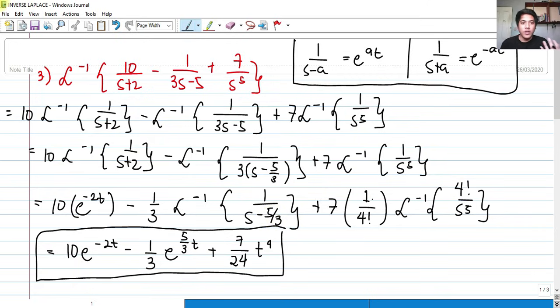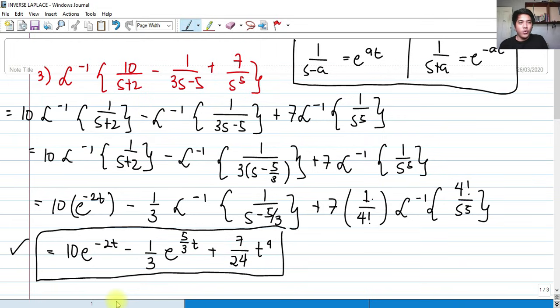We factored out some of the constants that can be factored out outside of the inverse. And then we use the formulas from the tables of Laplace transforms in order to evaluate the inverse Laplace. So in this example, this is a very basic example. I hope you followed what I'm trying to say here.